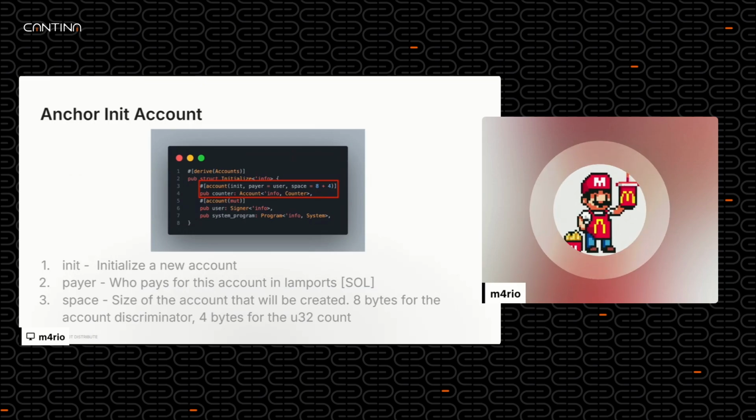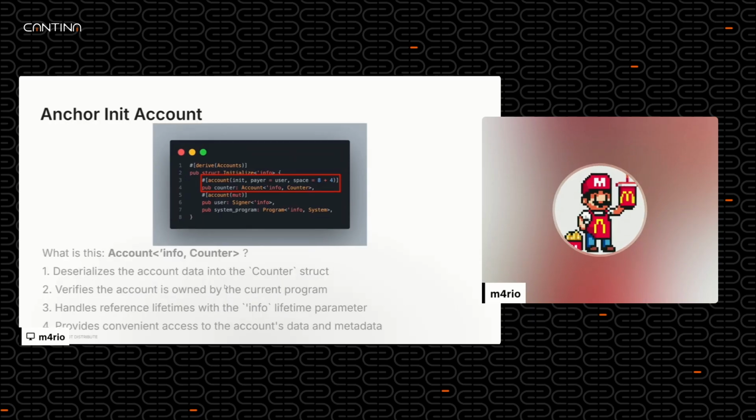So in just 2 lines, we basically wrap a lot of boilerplate that you have to write in raw Solana. You tell Anchor to key this account, and you don't need to care about anything else. But now you look at this account info counter, what exactly does this mean? Well, this is actually a very powerful Anchor feature, because it deserializes the account data into the counter struct. So it automatically deserializes it.